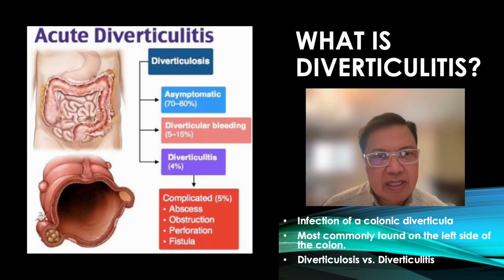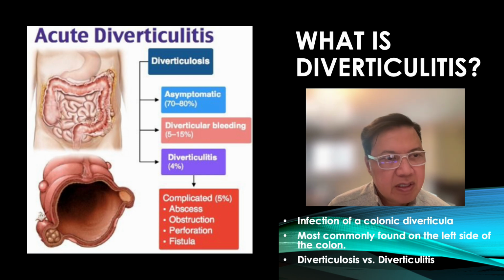So, what is diverticulitis? Mainly acute diverticulitis. It is infection or inflammation of a colonic diverticula, most commonly on the left side of the colon, but the right side can also be affected. As you can see from the diagram, a diverticula is a small pocket outpouching of the colon.